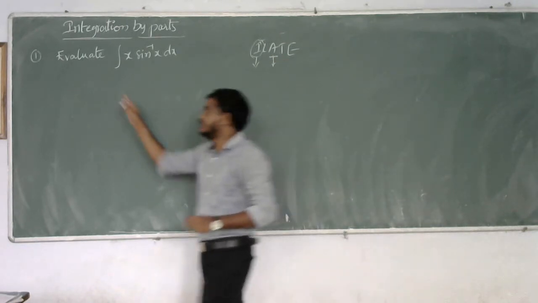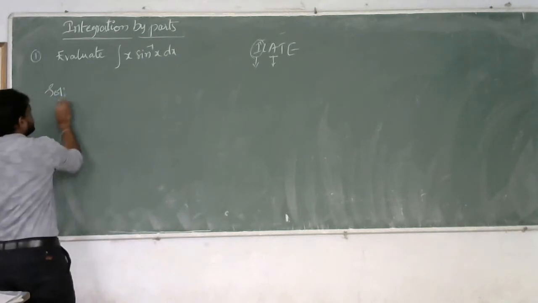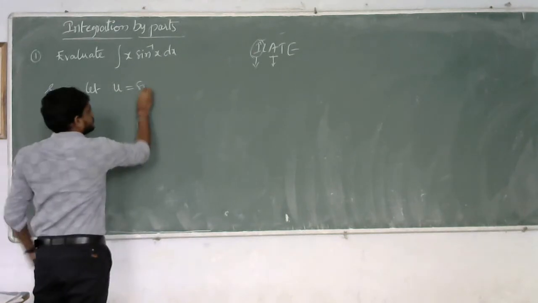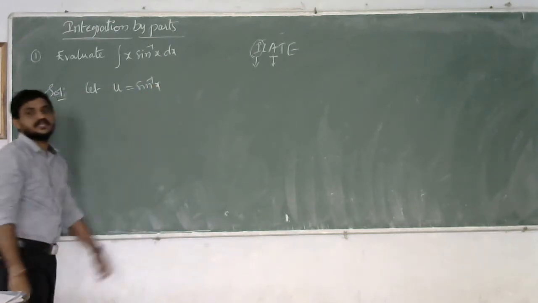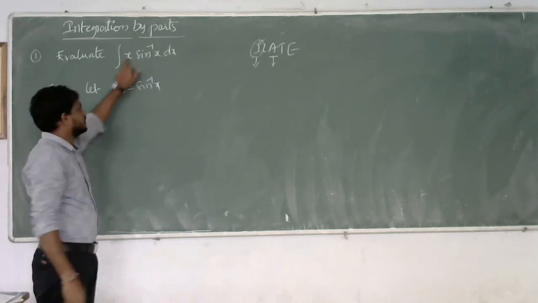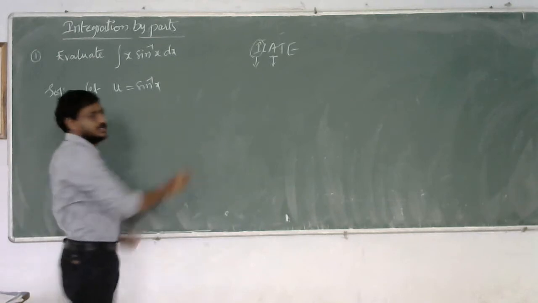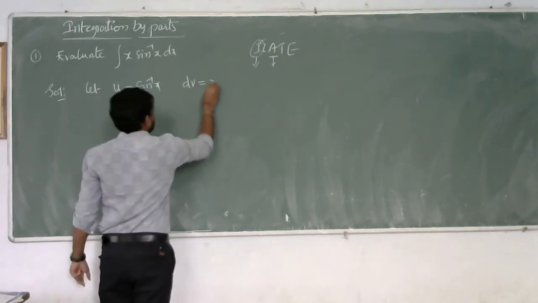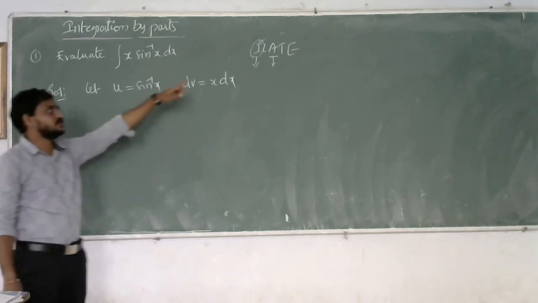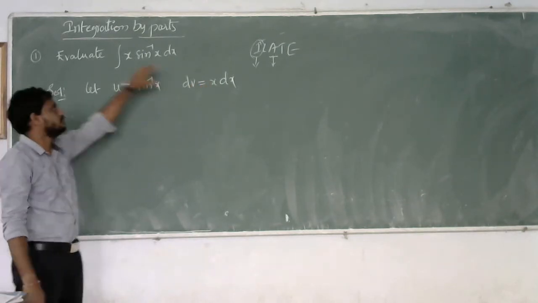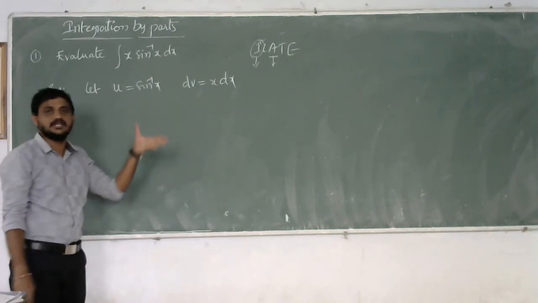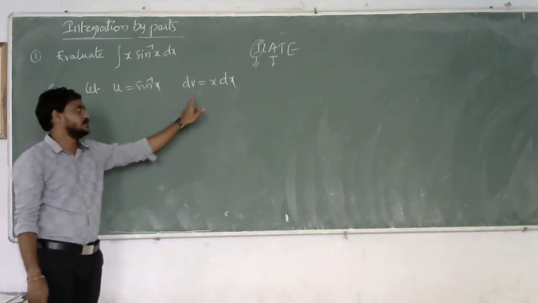So we have to take sin inverse of x as u. Let u equal to sin inverse of x. Then we have x and dx, so we take x and dx together as dv. So dv will be x into dx. Remember that order: based upon that order we take the values of u and dv. First consider the u value, then take the remaining values as dv.